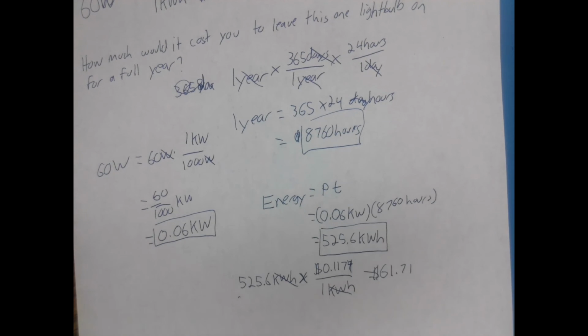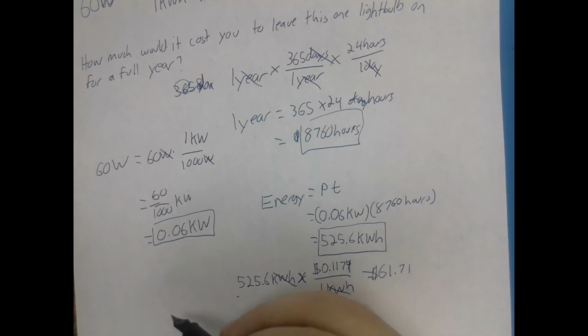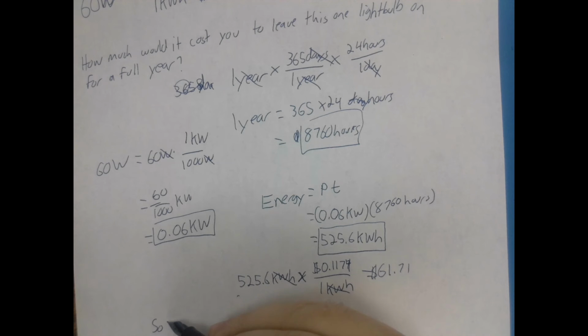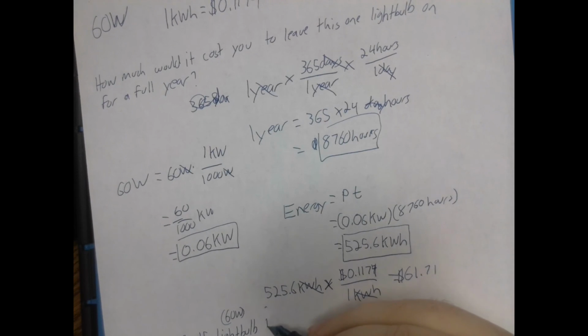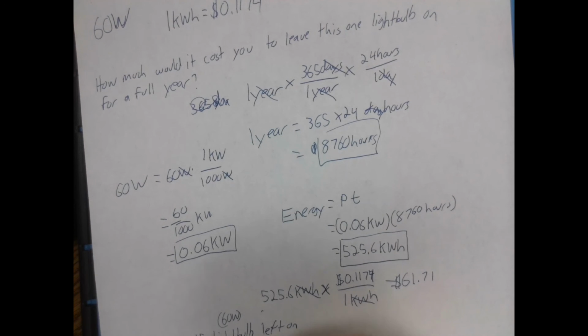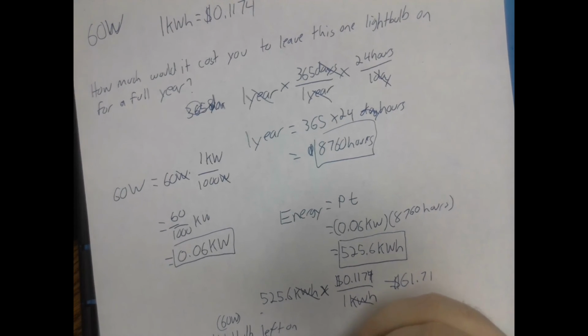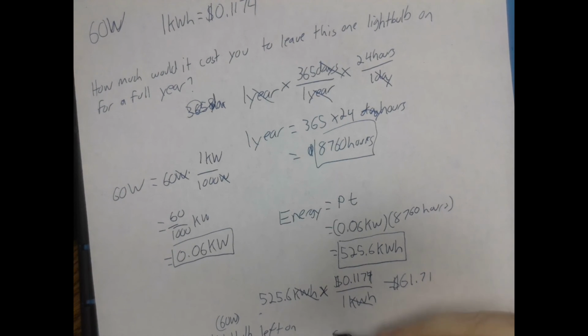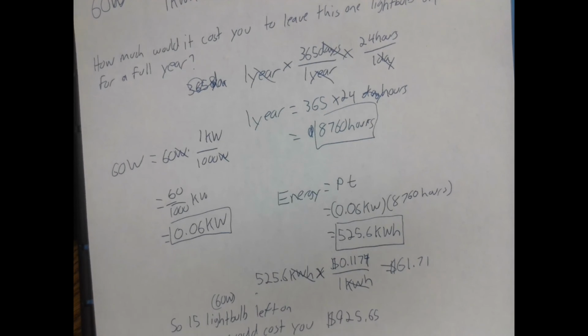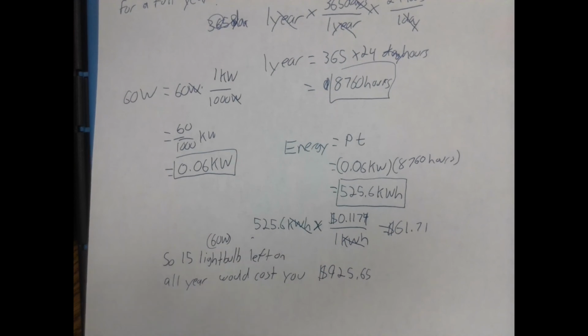So let's use 15. I'm taking the average. So 15 light bulbs left on all year would cost you $925.65 a year for 15.